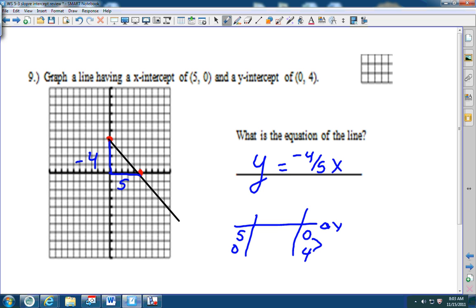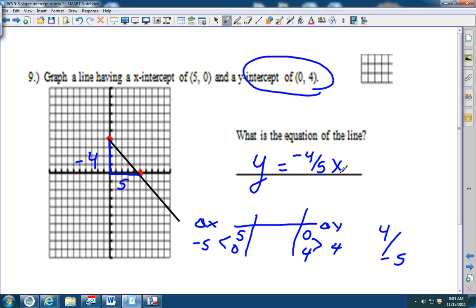Delta y would have been 4. Delta x would have been minus 5. 4 over negative 5 is exactly the same thing as what we just got. Plus the y-intercept. The y-intercept is 4. There's your equation.